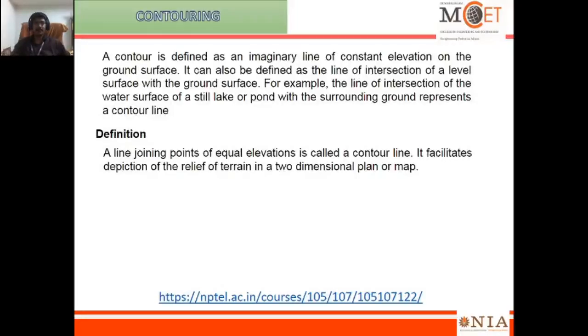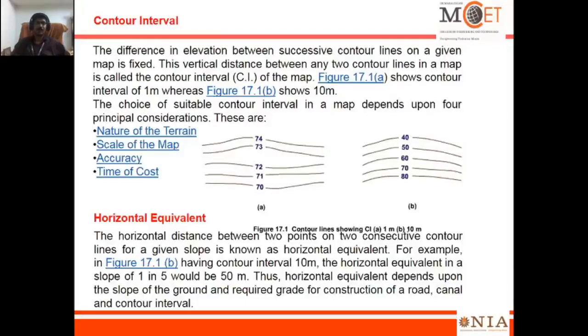The line joining points of equal elevation is called a contour line. It facilitates depiction of the relief of terrain in a two-dimensional plan or map. So this is the standard definition, you can have it. The two terms you have to remember: contour interval and horizontal equivalent. Then what is contour interval?